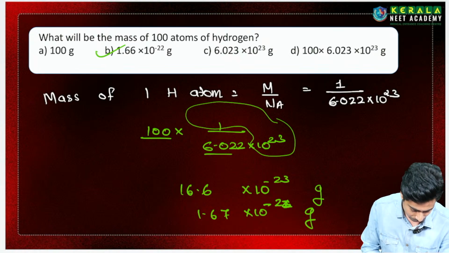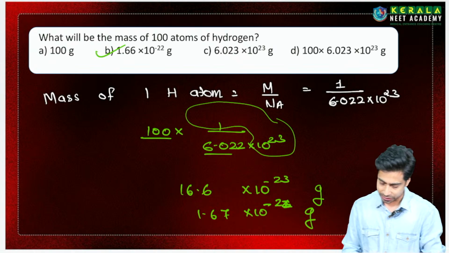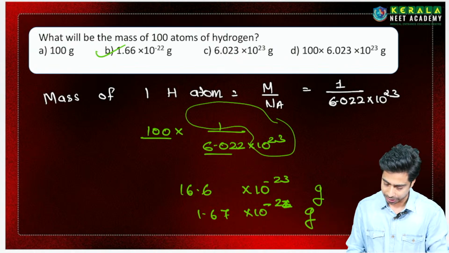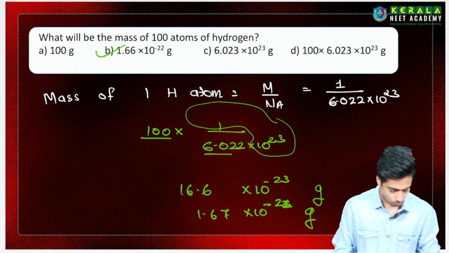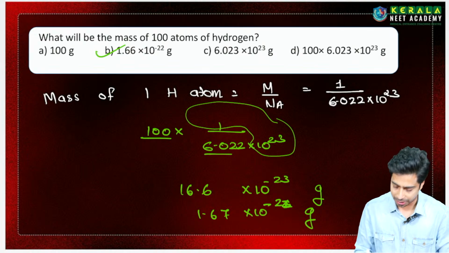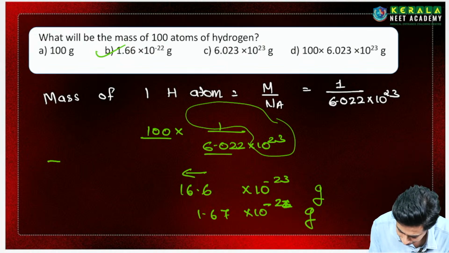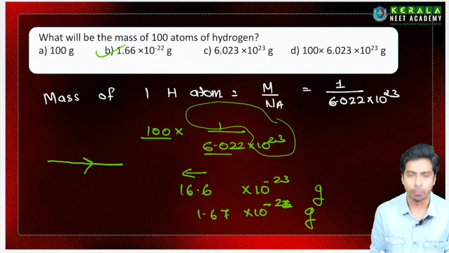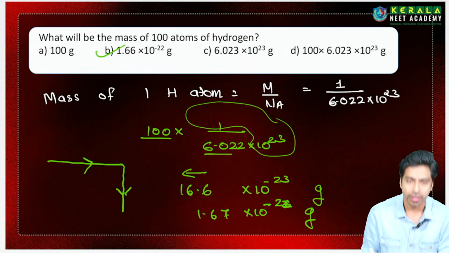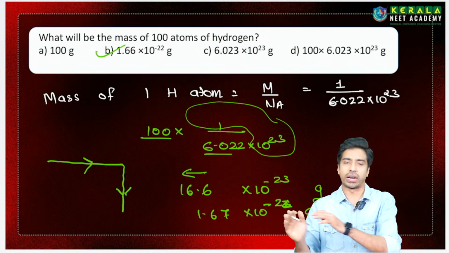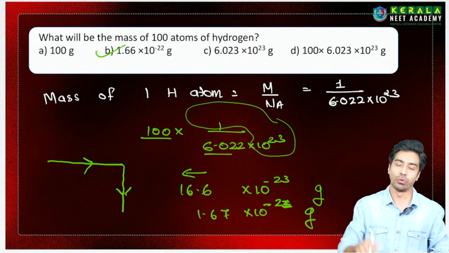So the mass of 100 atoms will be 1.67 into 10 raised to minus 22. And listen, whenever you are moving the decimal place to the right side, you have to decrease the power of 10. If you are moving 2 places to the right, then the power of 10 will be minus 2.